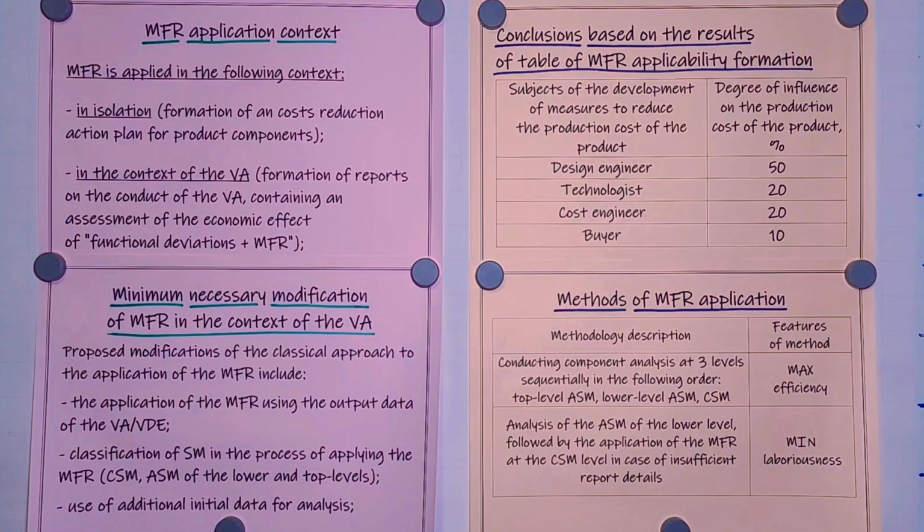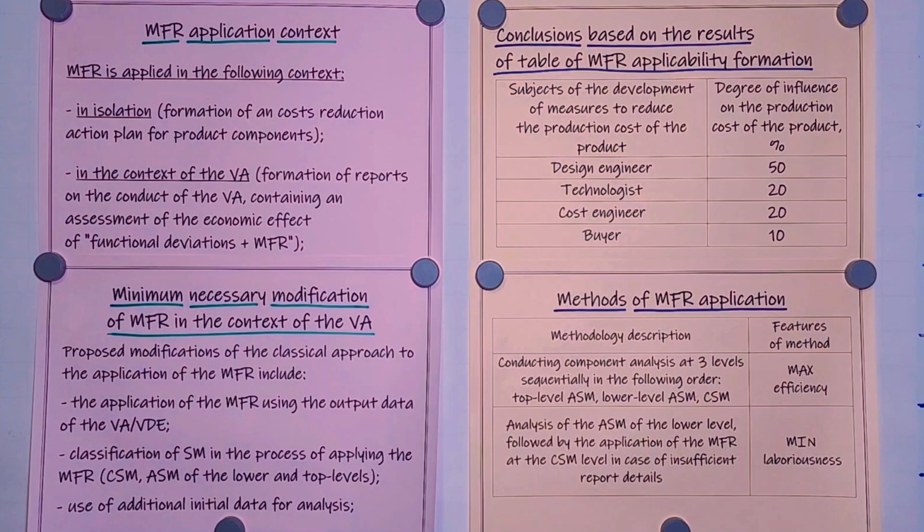Taking into account the above, we come to the conclusion that the minimum necessary modifications of MFR include, first, the use of MFR using the output data, the initial data of value analysis, due to the low efficiency of its isolated application, in particular due to the inability to use structural and functional model components of the product. The second, the need to classify the structural model of the object of analysis, i.e. determining which step it belongs to: complete structural model, lower level abstract structural model, or top level abstract structural model.